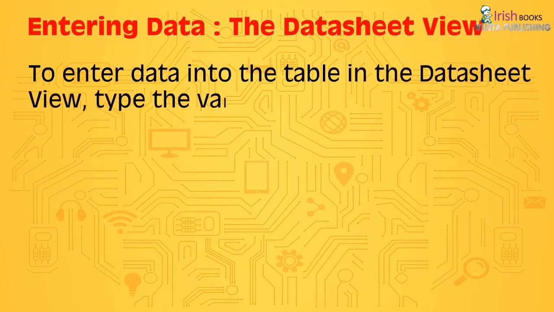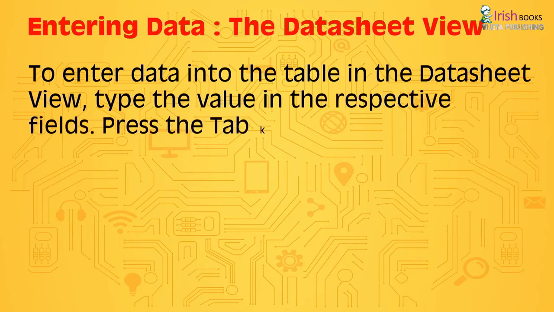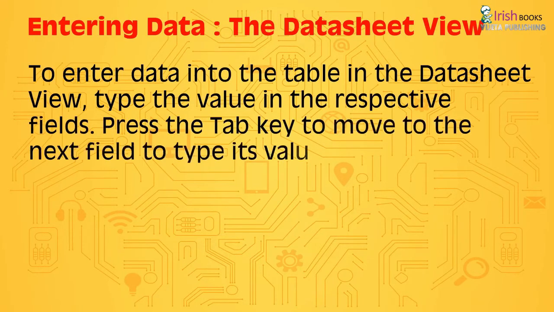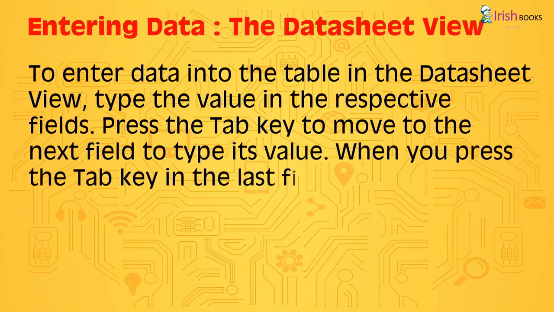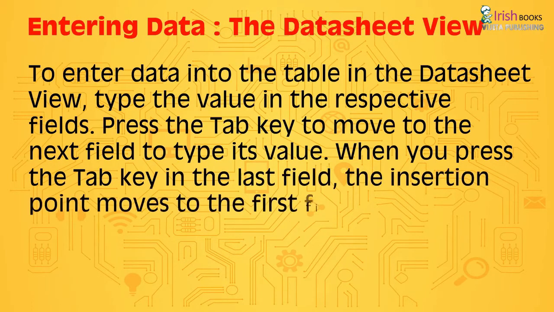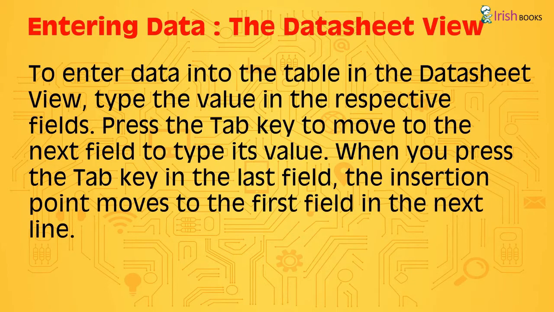Entering data, the datasheet view. To enter data into the table in the datasheet view, type the value in the respective fields. Press the tab key to move to the next field to type its value. When you press the tab key in the last field, the insertion point moves to the first field in the next line.